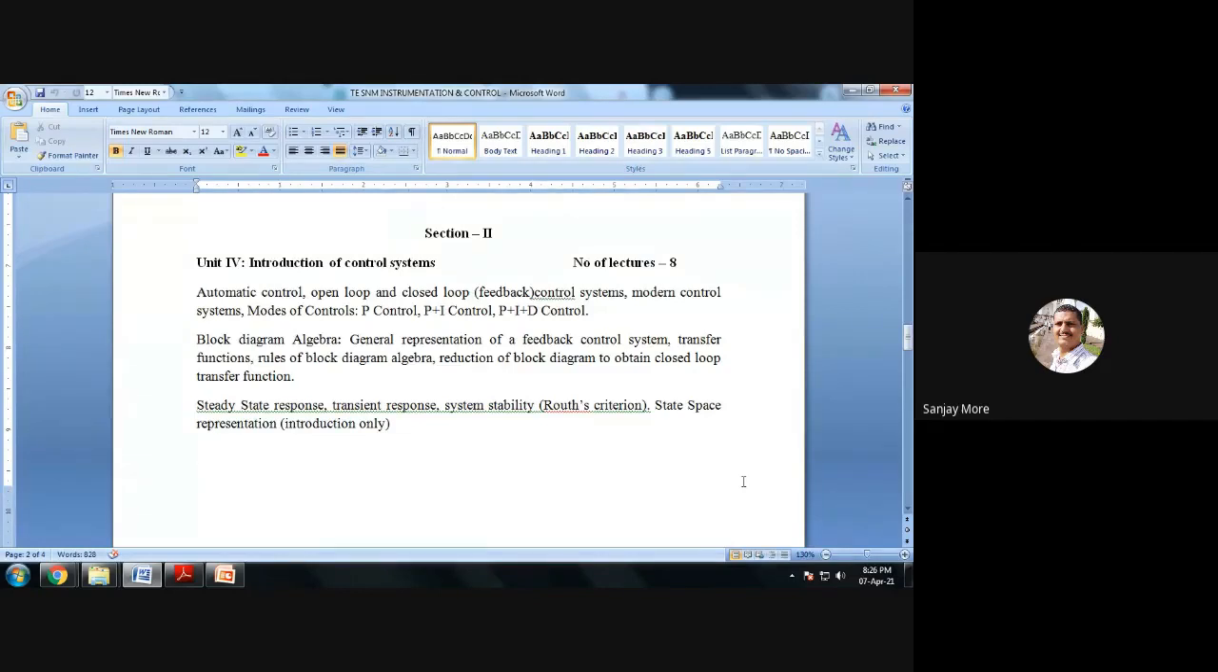comma, modes of control, in that P control, PI control and PID control.